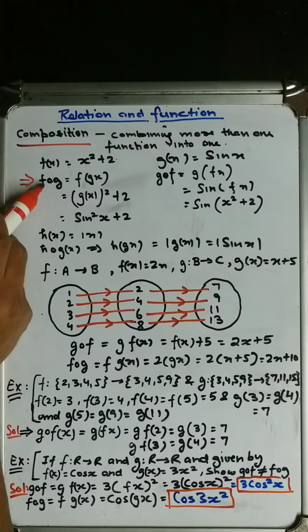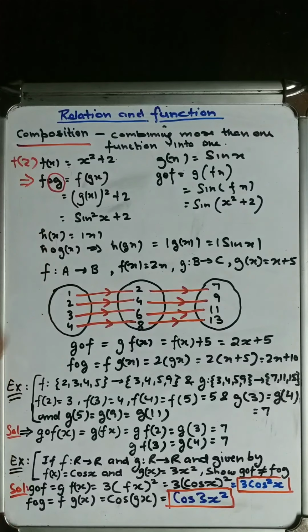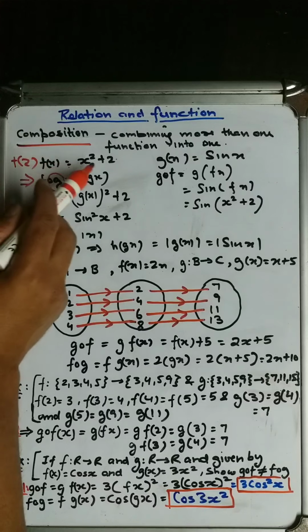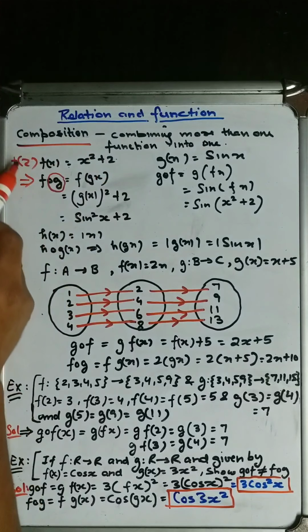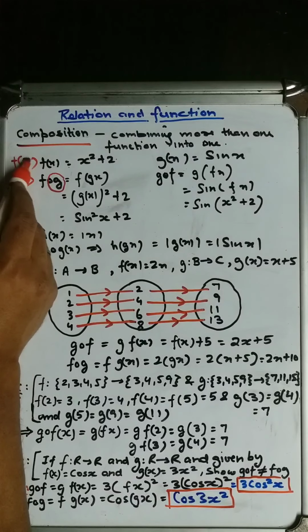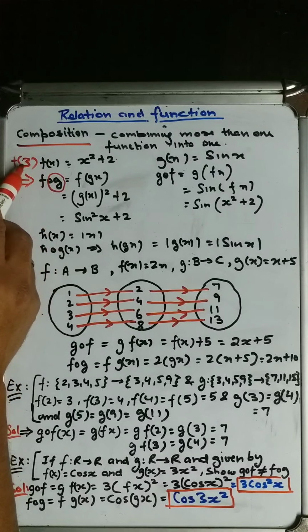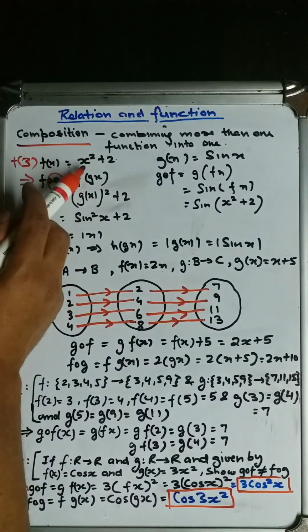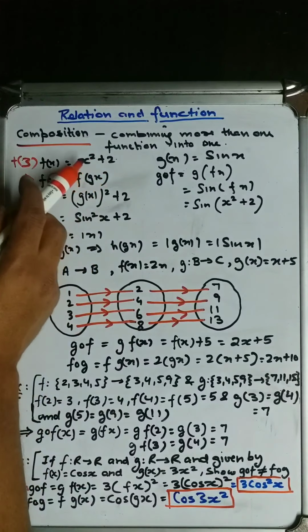Now in this case f of g means g is the domain here. Like suppose we are finding f(2). In this case 2 is the domain, so put the value 2 here, 2 square plus 2. Or suppose we are finding f(3), then 3 becomes the domain. So 3 square plus 2, that is 9 plus 2, 11 is the answer.